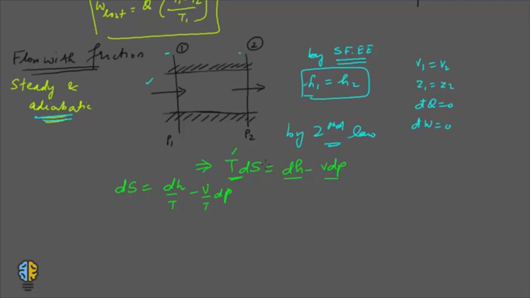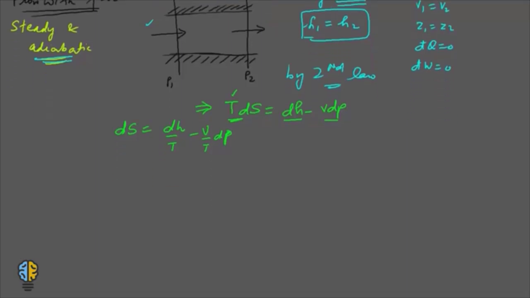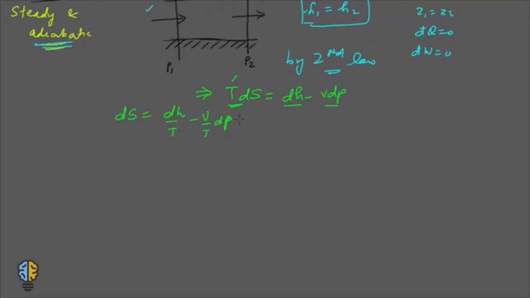Now because the process is taking place from 1 to 2, I can integrate this from state 1 to state 2. So for the entropy, it would become the integral from 1 to 2 of ds is equal to the integral from state 1 to state 2 of dH upon T, minus the integral from state 1 to state 2 of V upon T into dP.